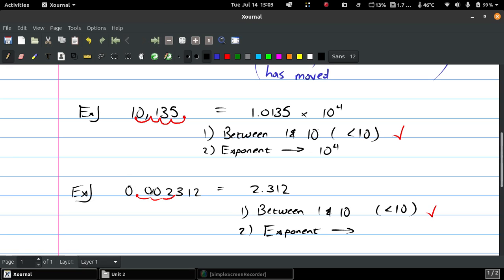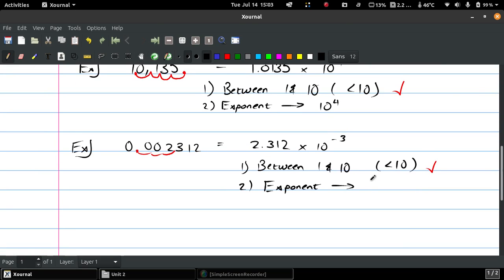So you have 1, 2, 3. So because we moved it to the right 3 times, we're going to type times 10 to the negative 3. So let's plug that in the calculator and see what happens. I don't know why I closed that, but let me open it again.